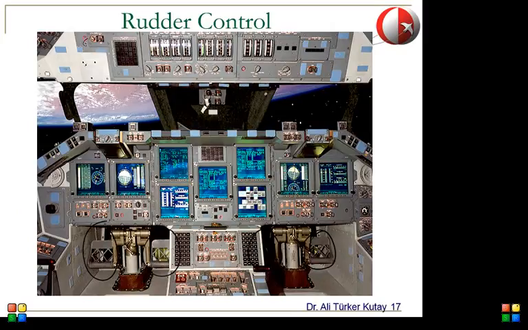And this is the cockpit of the space shuttle. I think this was Atlantis, but I'm not sure. Normally, the space shuttle obviously doesn't need a rudder while in space because there's no atmosphere and there are no aerodynamic forces at all. But while landing within the atmosphere, the space shuttle flies like a regular airplane, and in that case, it uses the rudder for yaw control, and the pilots use the pedals, as you see here.